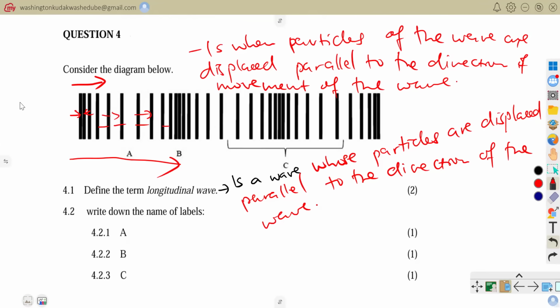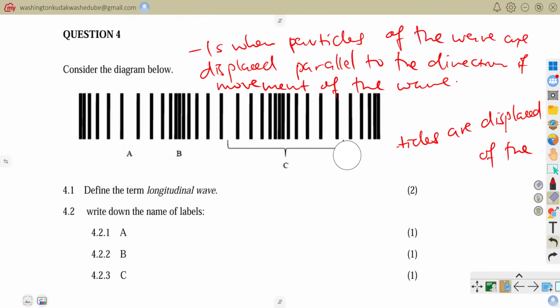They are compressed and they are stretched. So the movement is what? Back and forth. It's either we move forward or we move backward in terms of the displacement. That becomes what we refer to as the displacement of the particles of the waves. So that is what a longitudinal wave simply means. You can choose which definition you want to use.